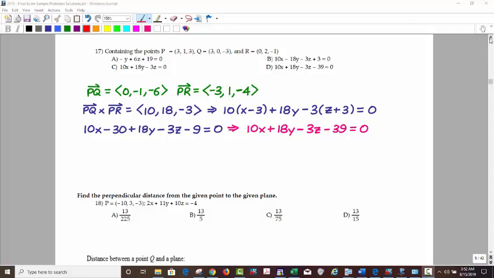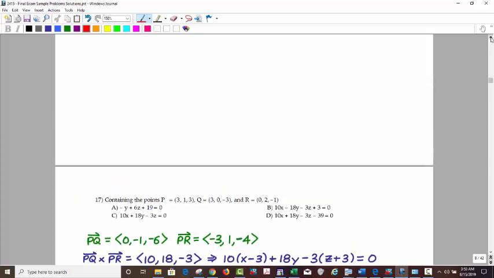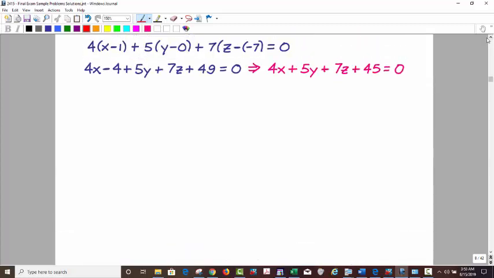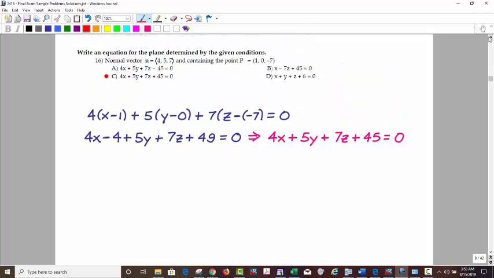Problem 17. A little confusing, but it actually has the same instructions as number 16 does. I'll scroll back up here. Sometimes these things will do that. That won't happen to you on an exam or anything. You know, the instructions would be with the problem. But it's still the same instructions. Write an equation for the plane determined by the given conditions. Okay.